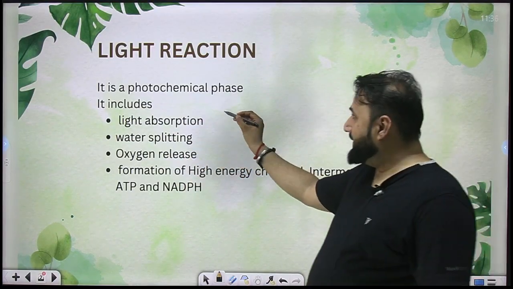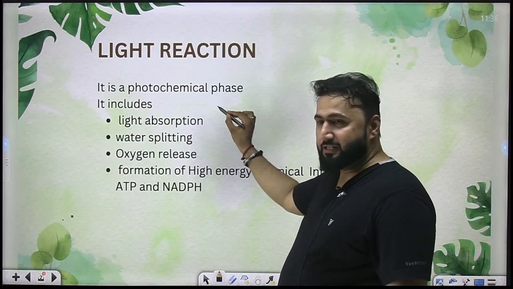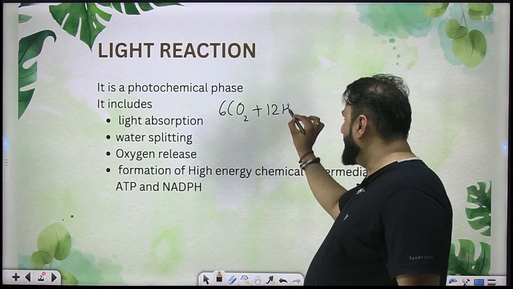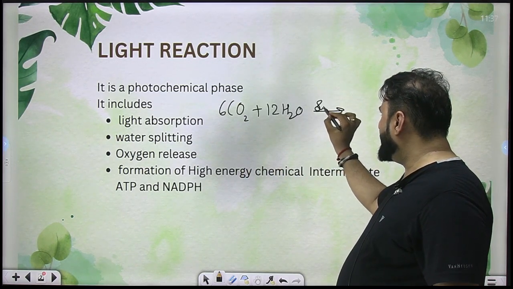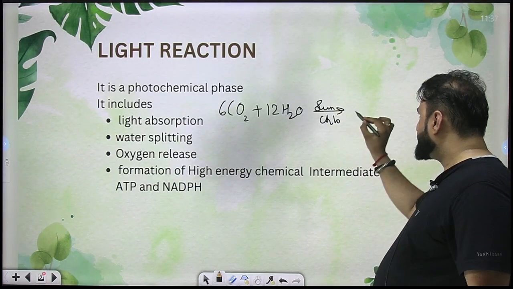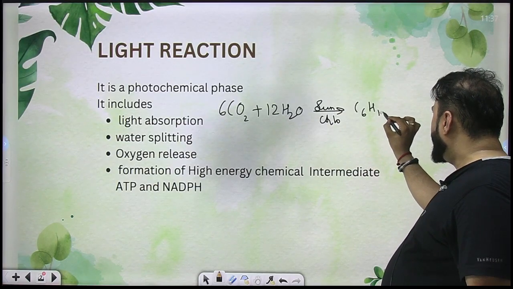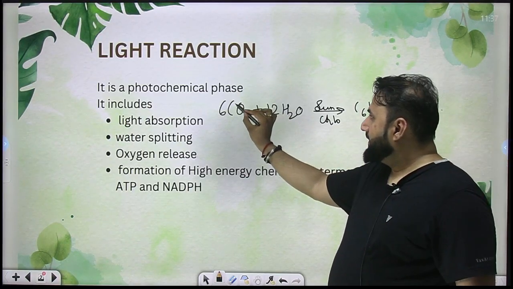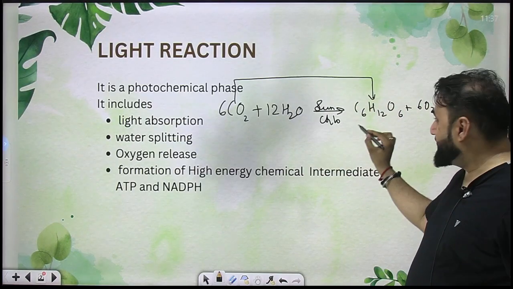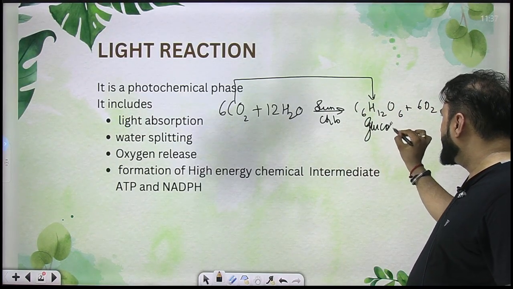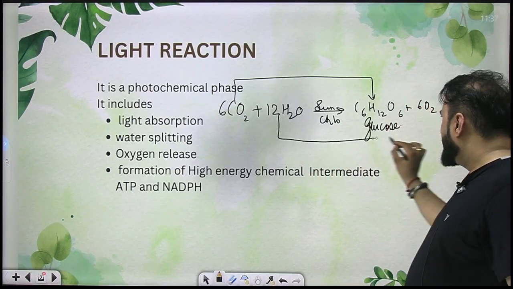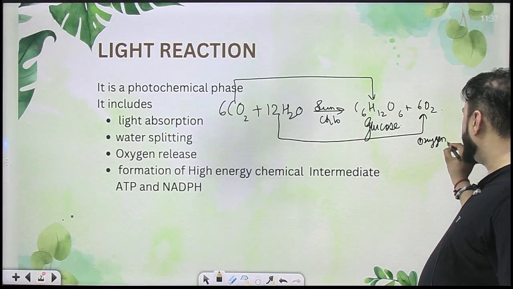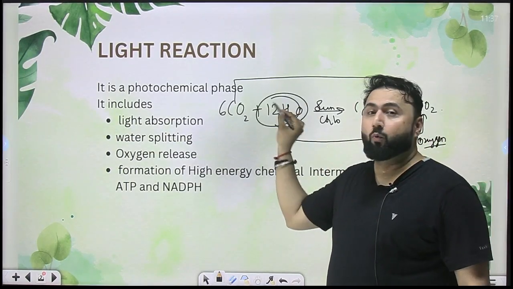So a small reaction you might have known for so many years. You have seen this reaction. That's the photosynthesis reaction: 6CO2 plus 12H2O in presence of what? Sunlight and chlorophyll, giving C6H12O6 plus 6O2. Okay. Now, carbon dioxide is responsible for producing what? Glucose molecule. And the splitting of water is happening and producing oxygen. So the oxygen released by the plants is given by the water.